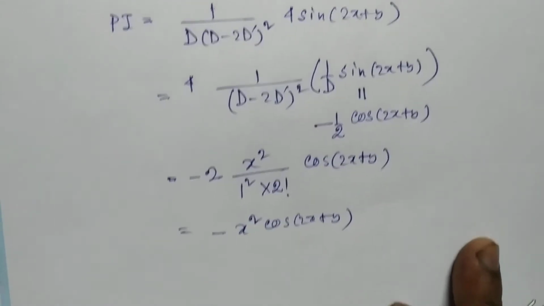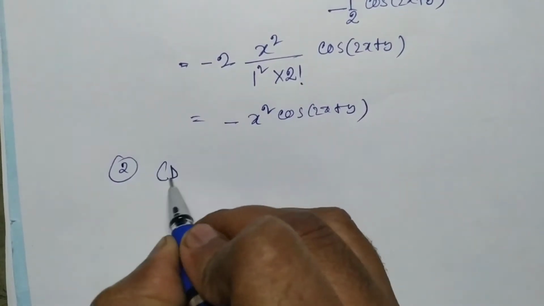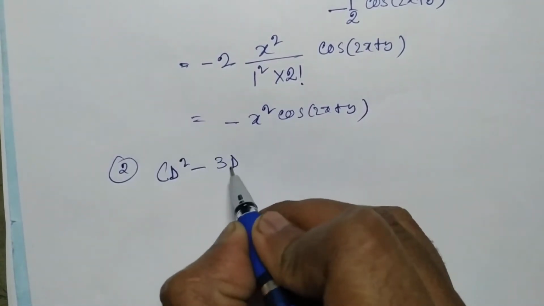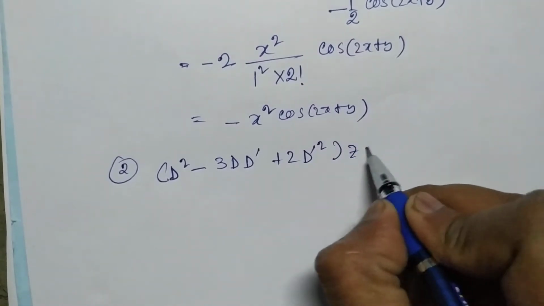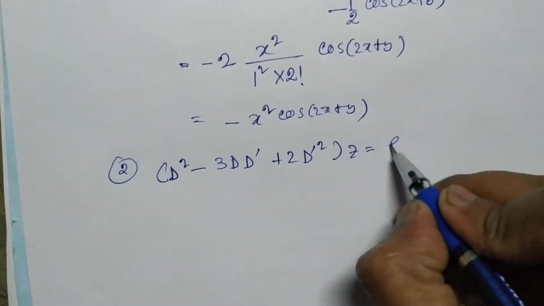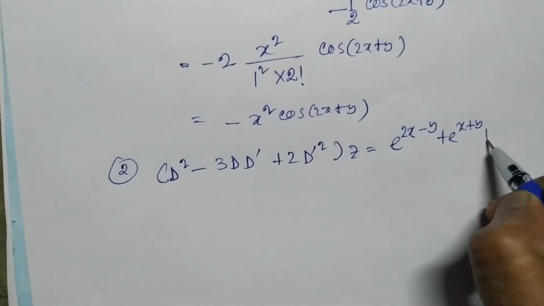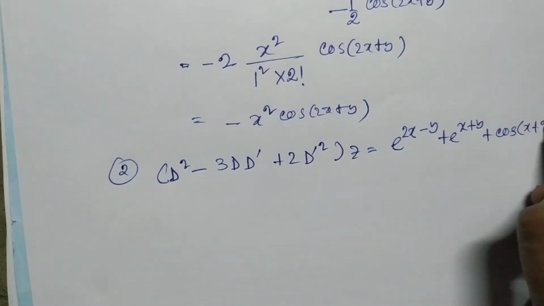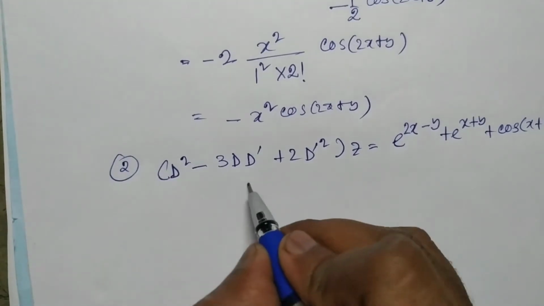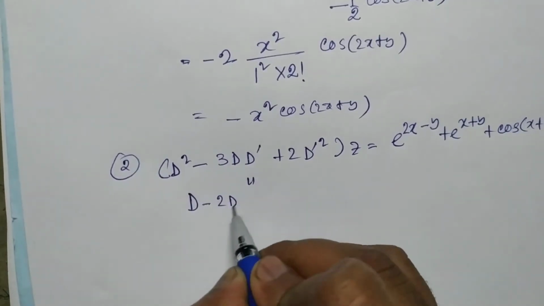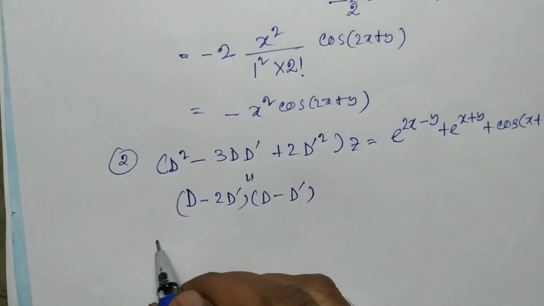So next problem: D square minus 3DD' plus 2D' square applied on z is equal to e to the power (2x minus y) plus e to the power (x plus y) cos(x plus 2y). So we will break it like (D minus 2D')(D minus D').